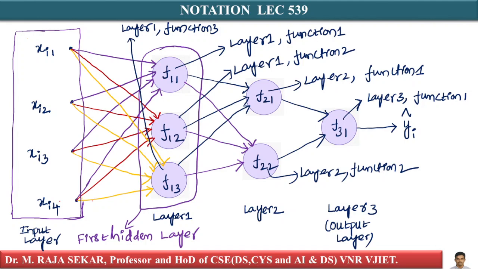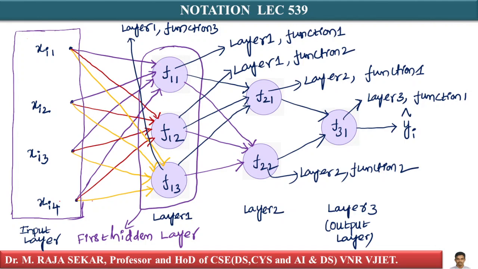The ideal output is yi. What is our ideal output? The ideal output that I want is yi. The model will output yi cap. If yi is similar to yi cap, then you have done a brilliant job; otherwise, a terrible job.